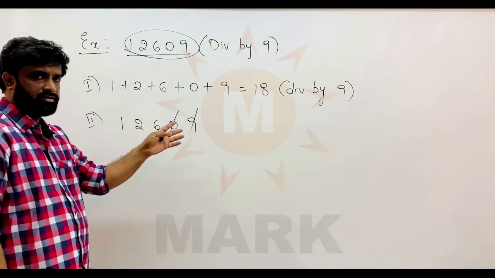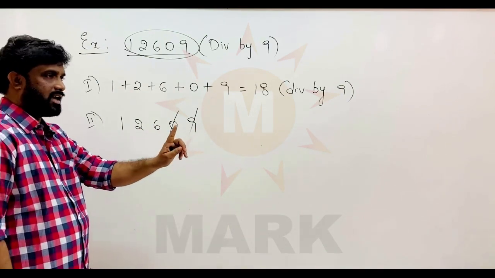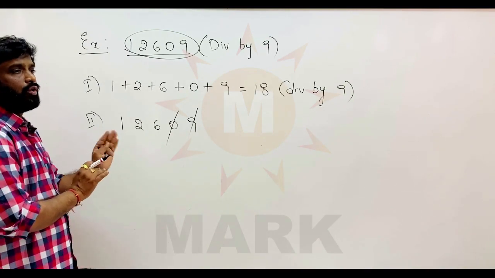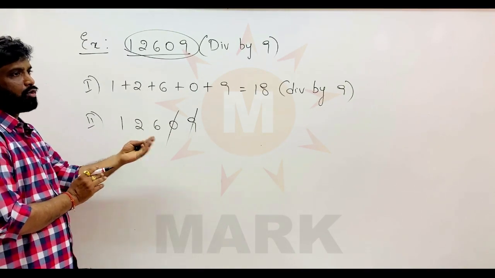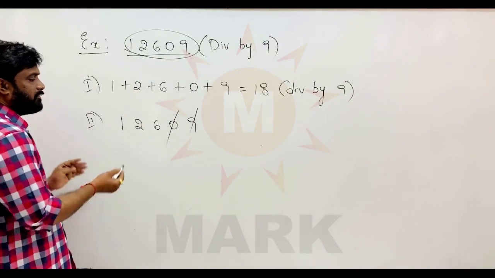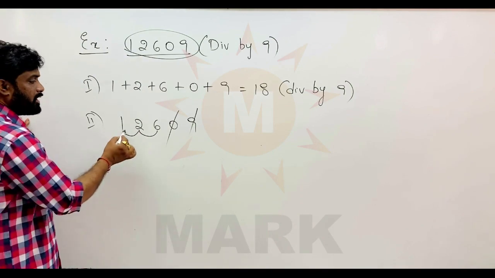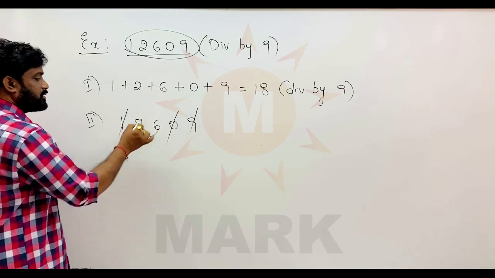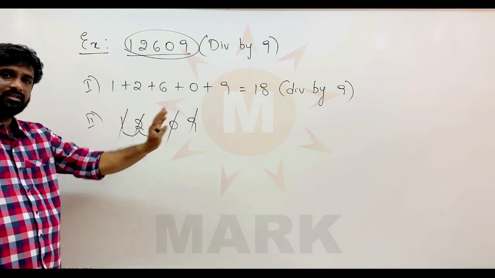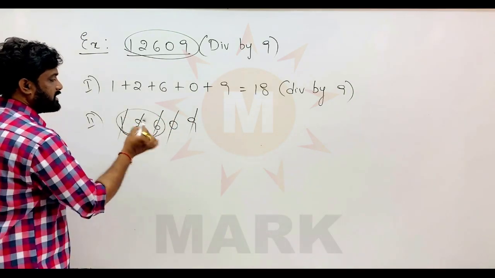First strike off zeros, that is the same for the divisibility rule of 3 and 9. Then strike off 9, because 9 is the only single digit multiple of 9. Then you have to take 2 or more numbers whose sum is 9 or a multiple of 9, and strike them off. I can see 1 plus 2 plus 6 makes 9, so I am striking that. Not only at one place, they can be anywhere. So this sum is coming as 9.